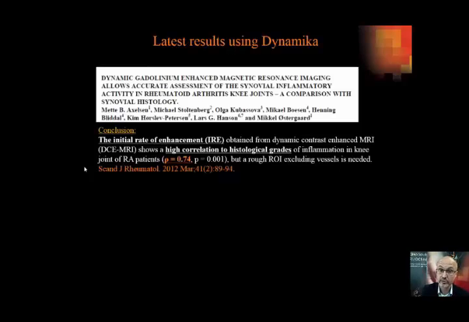We have reproduced the data from the 1990s with this approach, and also found a very high correlation to the histological grade of inflammation from biopsies in the knee joint, where we showed that there was a 0.74 correlation to the pathological grading in the microscope.